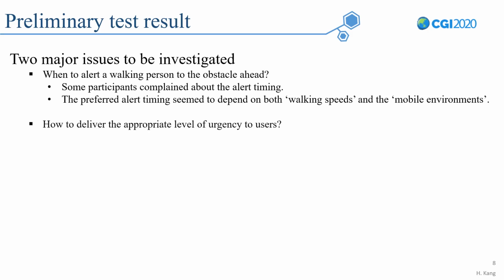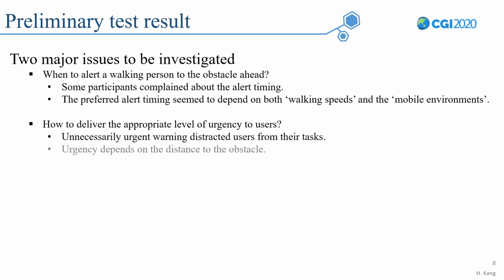The second issue is how to deliver the appropriate level of urgency to users. Participants disliked the alerts when they conveyed unnecessarily strong urgency. We observed that the preferred urgency seemed to depend on the distance to the obstacles. To resolve these issues, we conducted 2 experiments.